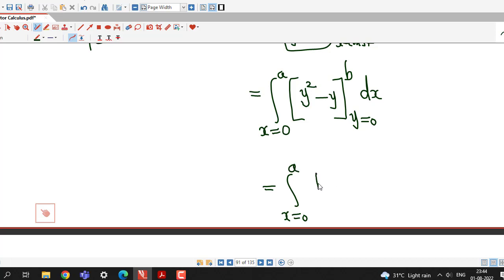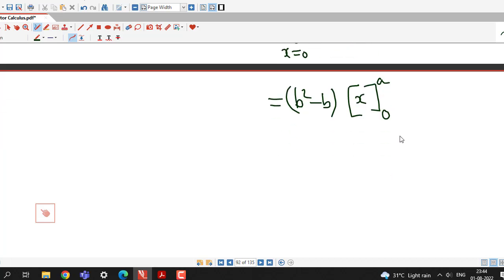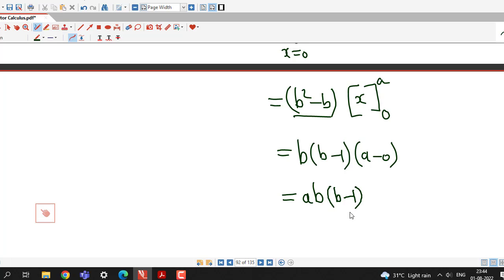If we put y equal to b, we have b square minus b, and for y equal to 0, this will become 0, integral with respect to x. So this we can take outside, b square minus b into integral of x. Integral of 1 with respect to x is x. X is from 0 to a, and here also we can take b common, and we are left with b minus 1. Here we are left with a minus 0. So this is ab times b minus 1.